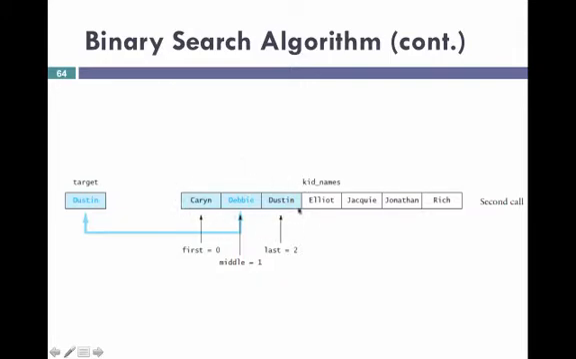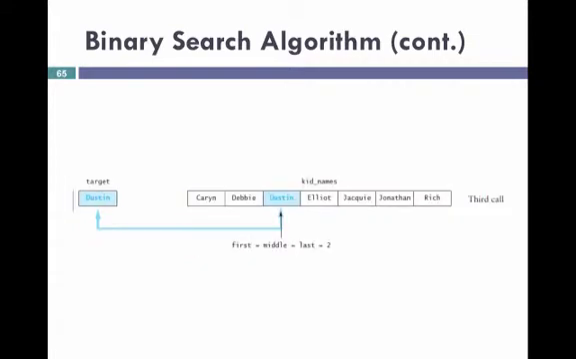So now we'll be searching in this vector. Now first, middle, and last are 0, 1, and 2 respectively. We'll compare Dustin to Debbie. It doesn't match, and Dustin is greater than Debbie if we do a string comparison. So now we'll search in the upper half of the vector.